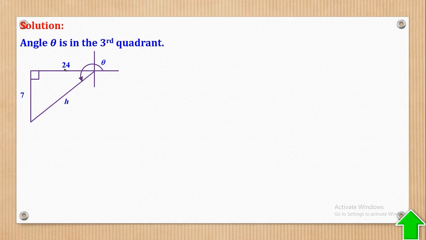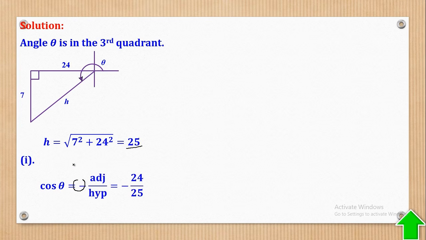We are given tan theta being equal to 7/24, so when the angle is here for the right angle triangle, the opposite is here, that's why you put 7 there, and the adjacent is here, which has the right angle sign. So the hypotenuse is not given. Therefore, the first thing to do is to use Pythagoras theorem to come up with the hypotenuse, which is 25. Then you can answer the question. So cos is negative. Why? Because in the third quadrant it is only tan which is positive, meaning that sine and cos are negative. That is why you see a negative here.